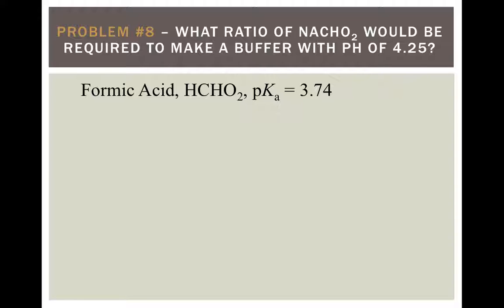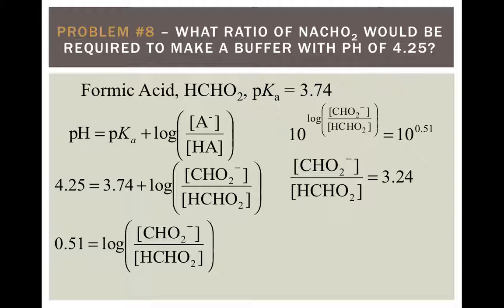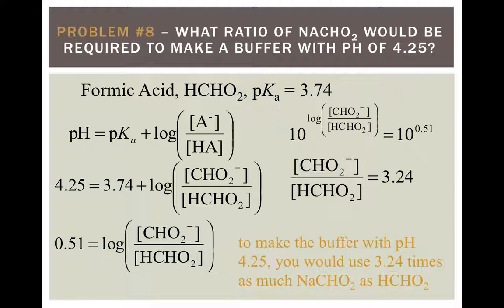So this question: what ratio of formic acid to sodium NaCHO2 would be required to make a buffer with a pH of 4.25? So we take formic acid here with a pKa of 3.75, plug it into Henderson-Hasselbalch, and you see the ratio should be 3.24. So when it asks for a ratio, remember it's anion to acid. So that's actually this whole thing is the X. It's a ratio. It's something over something, division. It's a ratio of salt to acid. So you can just solve and get the ratio number of 3.24. So to make a buffer with a pH of 4.25, you would use 3.24 times as much salt as you would acid.